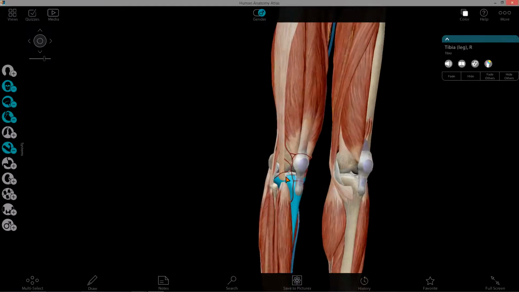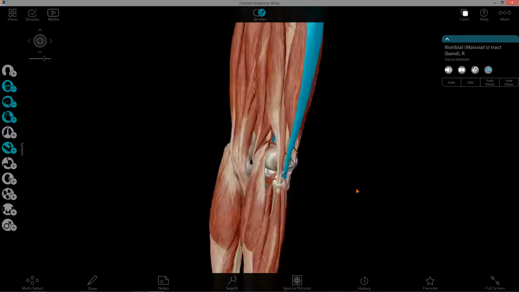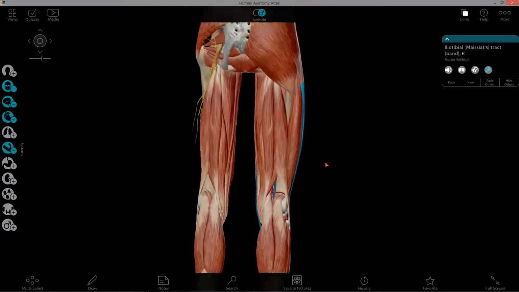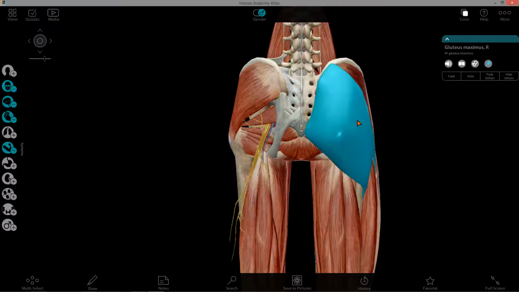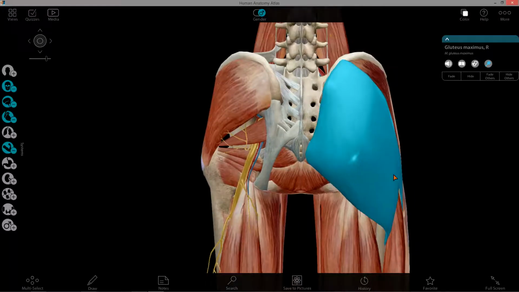You can see this anterior view, and here highlighted is the iliotibial tract. And I'll take us back to a posterior view. The blood supply of gluteus maximus is the superior and inferior gluteal artery and vein, which I already demonstrated where they come from in repro block.